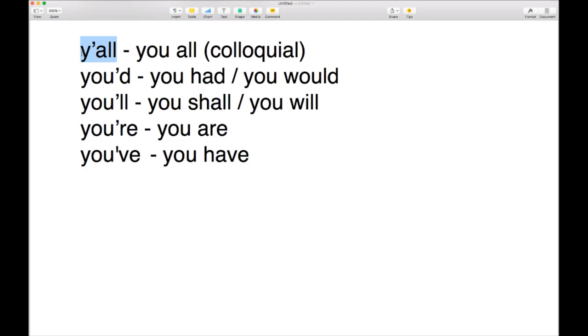It's quite colloquial. But I do occasionally hear it here in the UK. Y'all. It means you all. I'll give it to y'all later. You probably would hear it from people with regional accents. You definitely hear it from Americans. Y'all. You all.